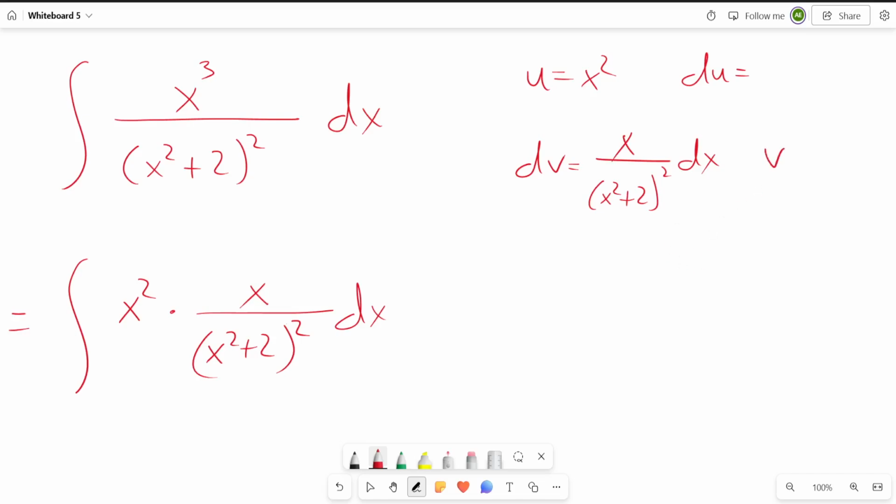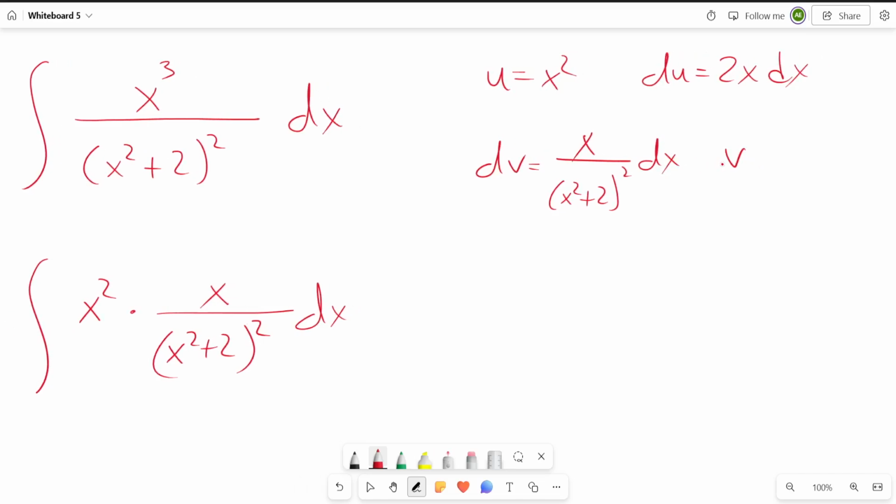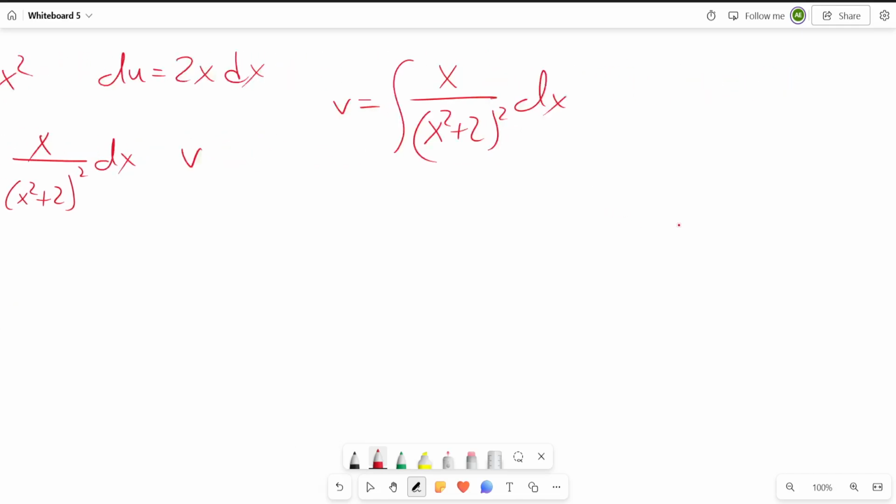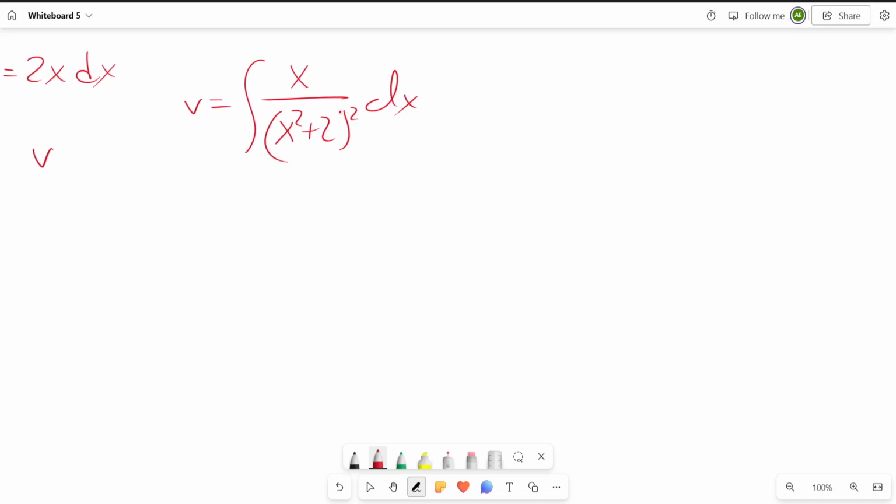And let's try to get v. First of all, du from here is the differentiation of x squared. This is super simply 2x, then I'm multiplying by dx both sides. Over here, to get v, I will need to do the integration of this part. So I will need to integrate x over x squared plus 2 squared dx in order to get my v. So let's see how we can do that on the side. Over here, I straight away notice that the differentiation of this part is 2x, and I have an x here, which I can cancel out using the u substitution. So let's see how we can do that.